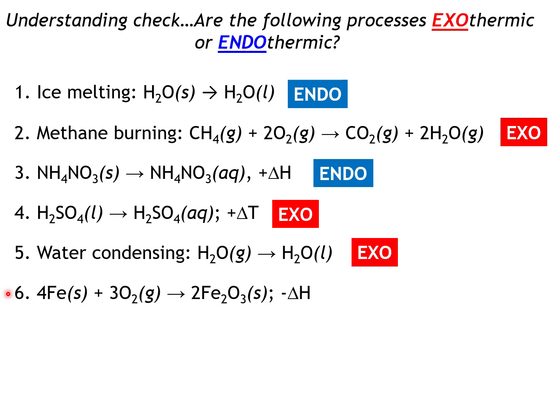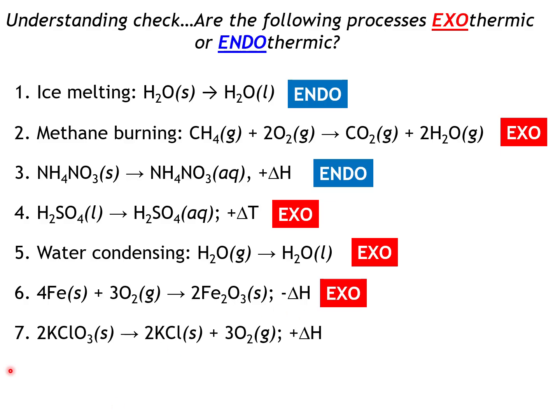Here we have another one where it is essentially the rusting of iron. And we see that we have a negative delta H. So we can tell right away it is exothermic. Then we have the decomposition of potassium chlorate to form potassium chloride and oxygen gas. It's positive, so that means it's endothermic.